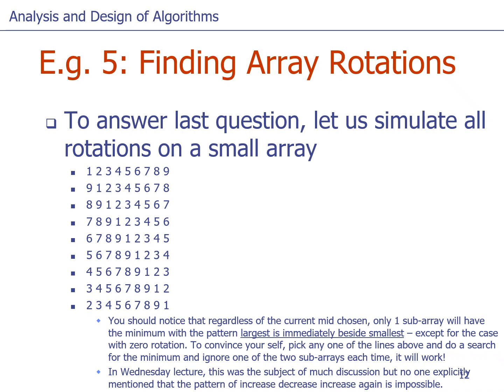And since the minimum cannot be there, the minimum is going to be to the right. So it's enough for me to figure out which one of them has an increasing sequence of numbers, and that is enough to conclude that I can ignore it and work with the other half, because the minimum is going to be there. I hope that's clear.